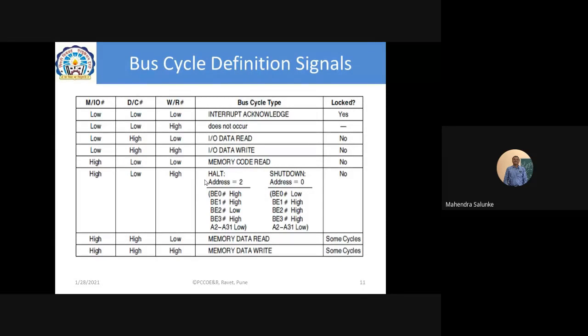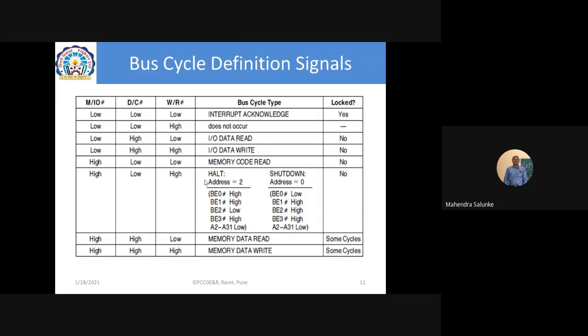Right. Now what is this table? This is a bus cycle definition signal table. Now what does it indicate? It basically decides what bus cycle your processor is going to initiate.